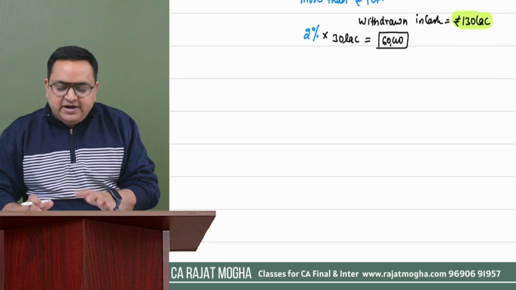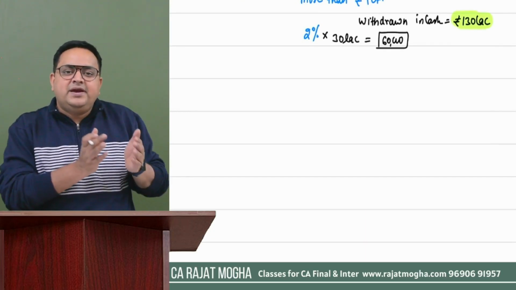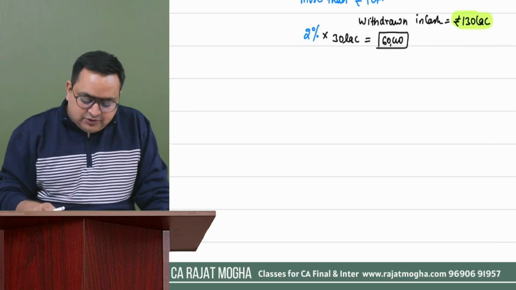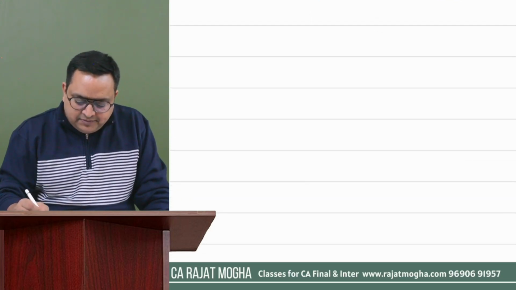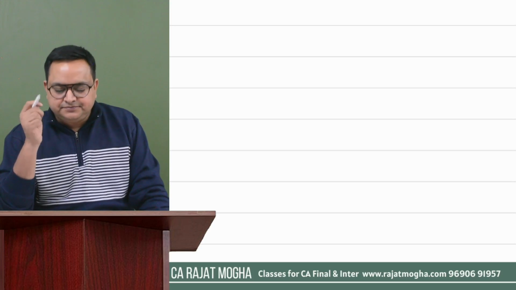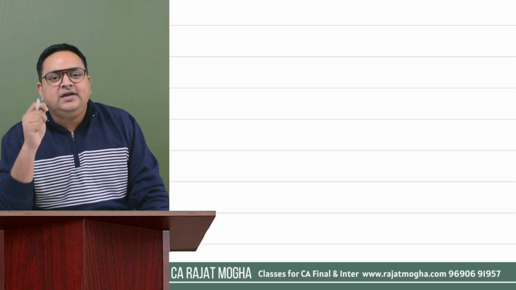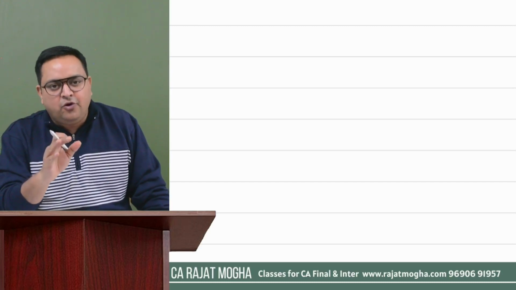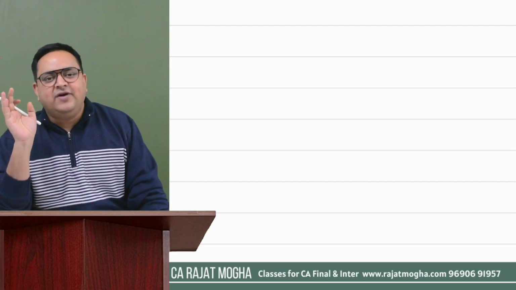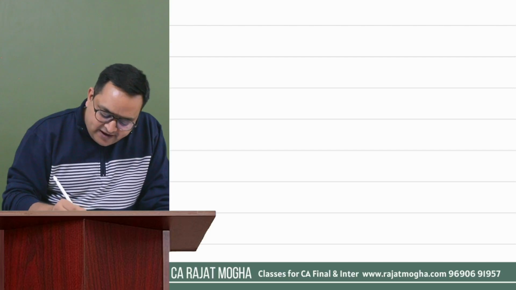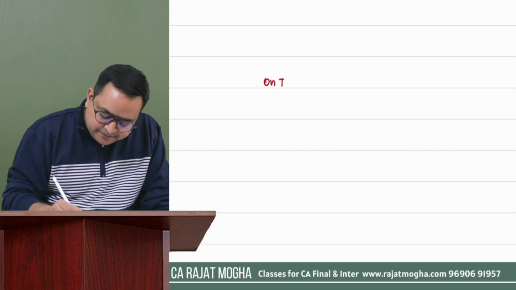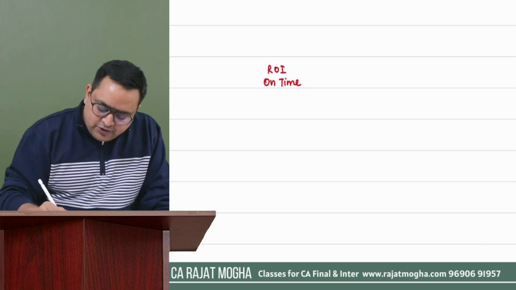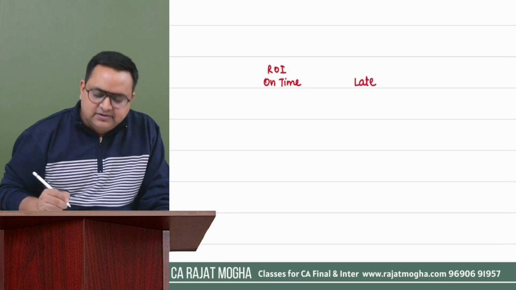So when we will be deducting after 20 lakh and when after 1 crore, we have to see. It depends upon the person who is withdrawing this amount. We have to see whether he is filing his returns of income on time, that is on or before the due date, or filing it late. Whether you are filing your returns on time, or you are filing your returns late, right?